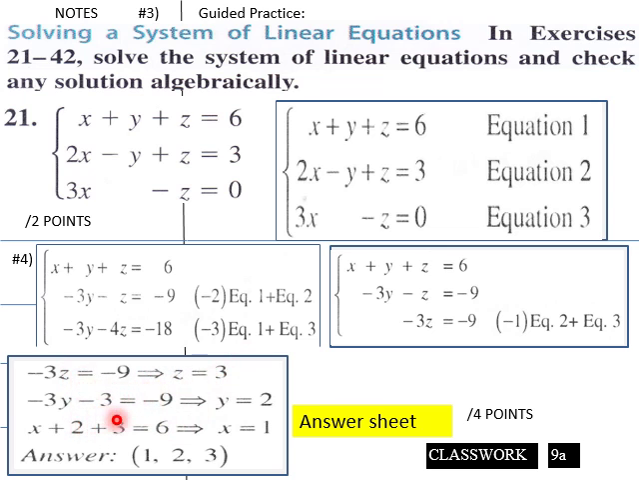We plug that back in, we back substitute now. Negative 3y minus 3 equals negative 9, therefore y equals 2. Back substituting further, we get x plus 2 plus 3 equals 6, x equals 1. So here's our ordered triple for this system.